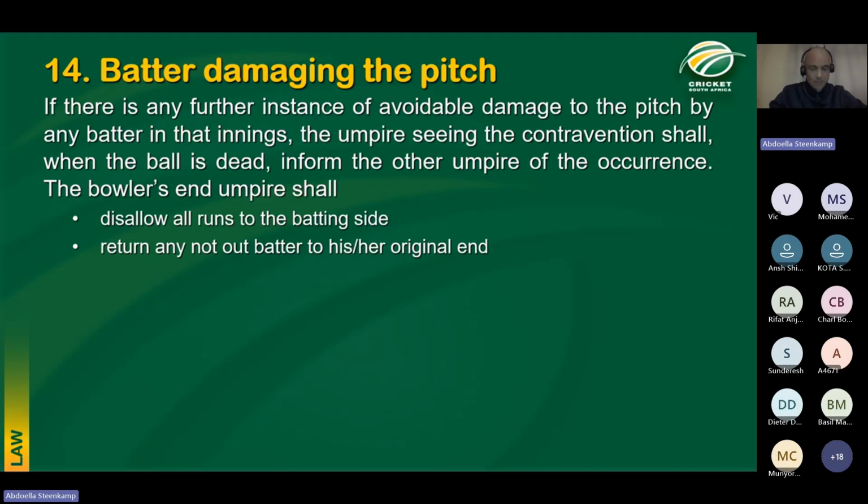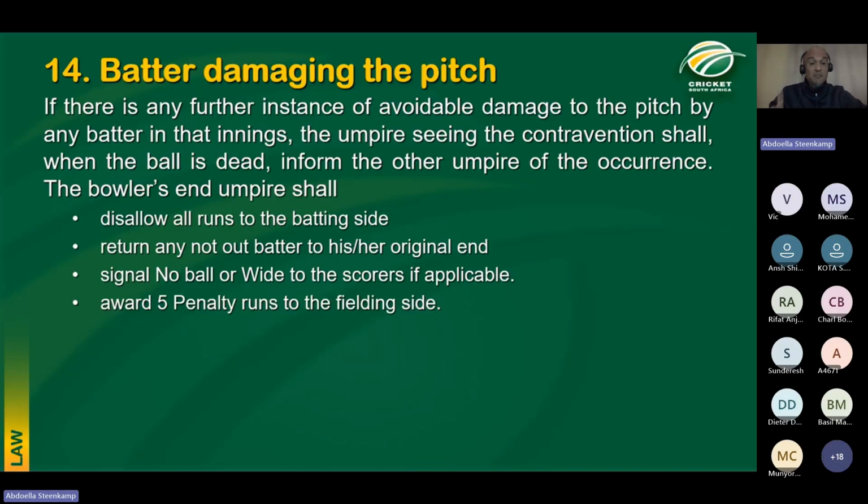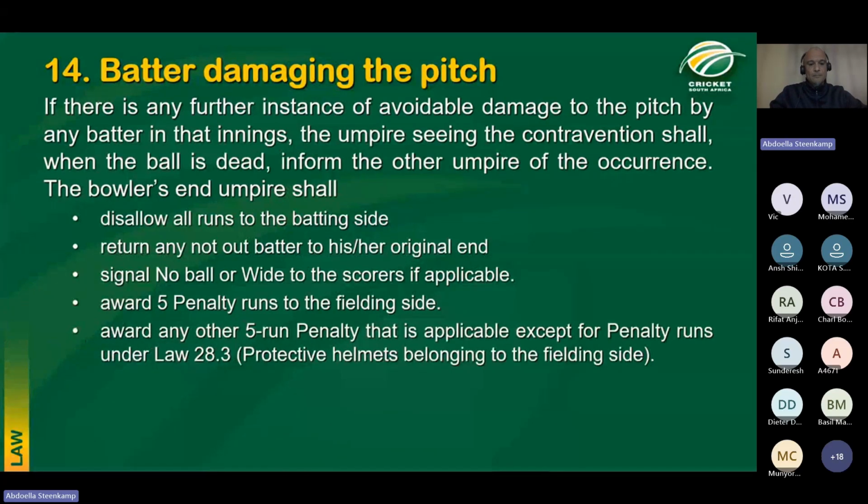Return any not out batter back to the original end. If there was a no ball or wide, signal it to the scorers. 5 penalty runs to the fielding side. Award any other 5 penalty runs, except if the ball should hit the helmet that was placed behind the keeper. Inform everyone and report to the governing body.